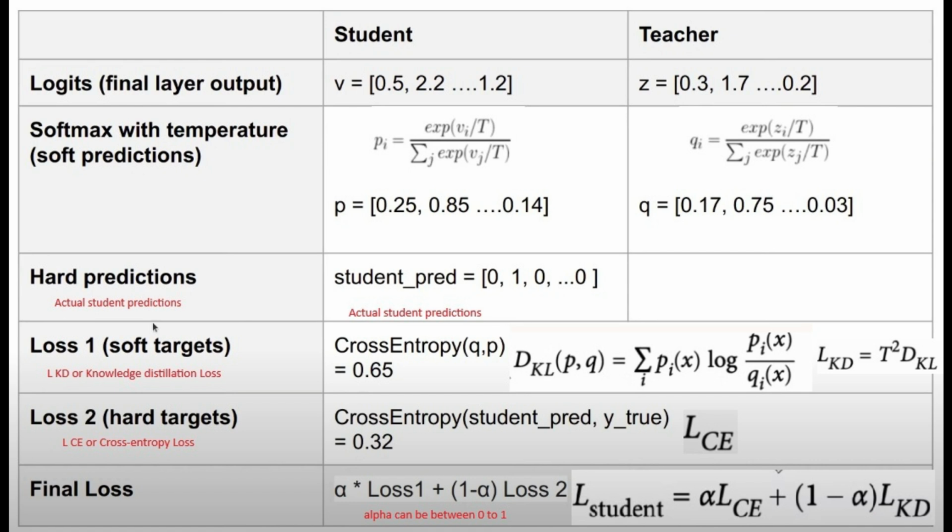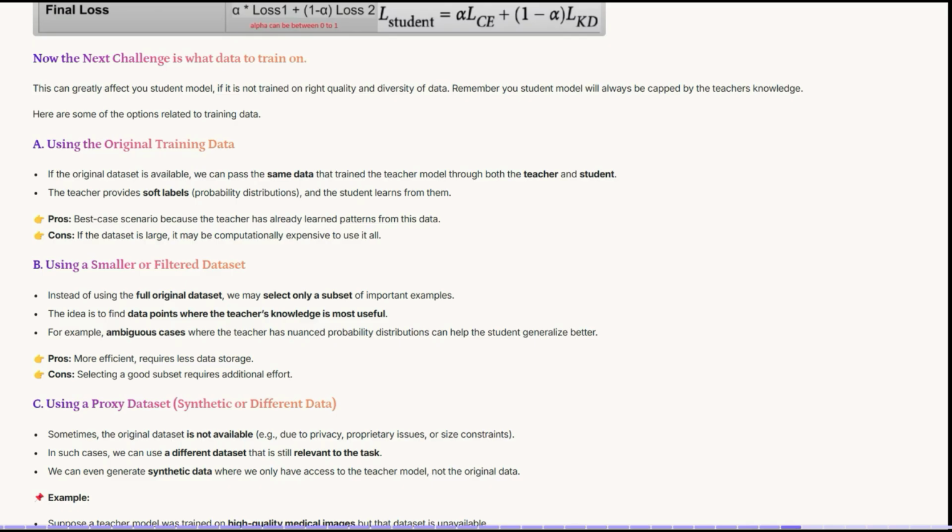Therefore, we need forward pass prediction by the student model. Now, the next challenge is what data to train on. This can greatly affect the student model if it is not trained on the right quality and diversity of data. Remember, your student model will always be capped by the teacher's knowledge. Here are some of the options related to training data.